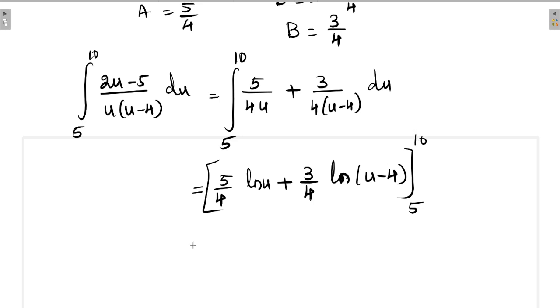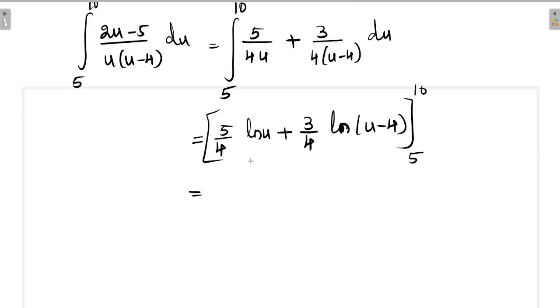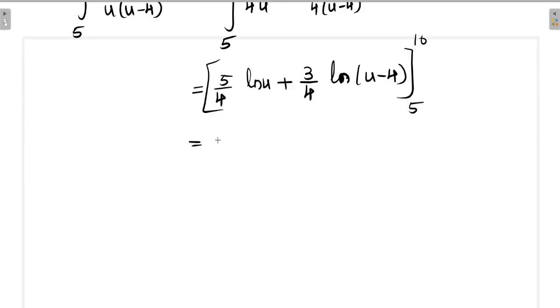First, always we have to apply the upper limit minus lower limit. First, let us apply the upper limit. 5 by 4 ln 10 plus 3 by 4 ln 10 minus 4 is 6. This is the upper limit.